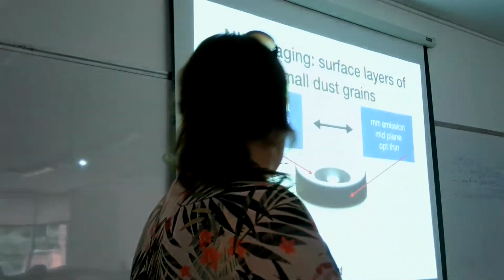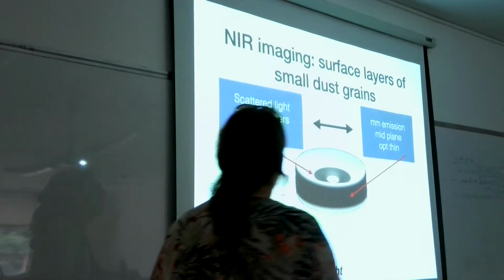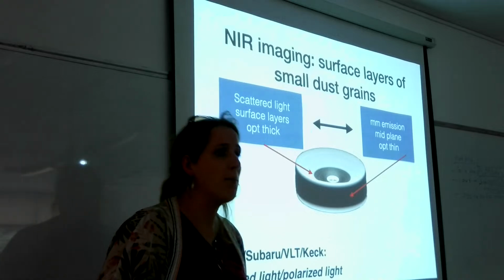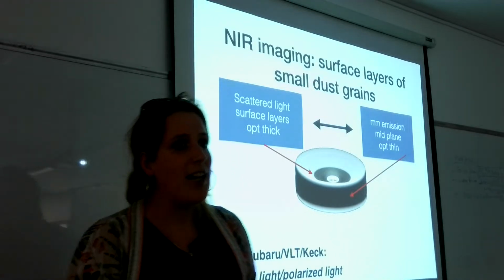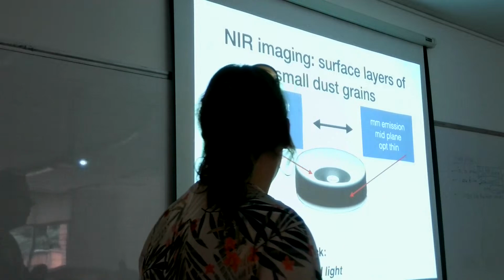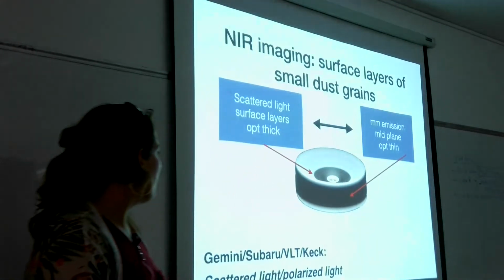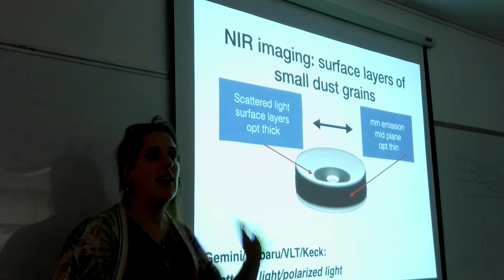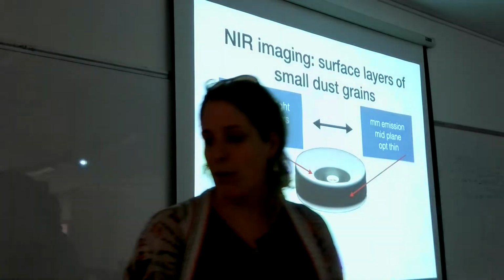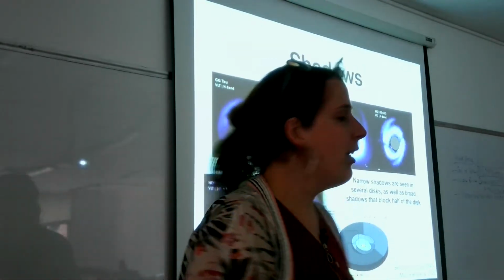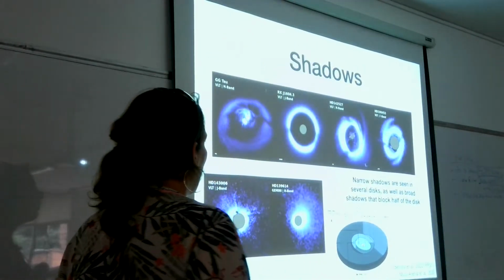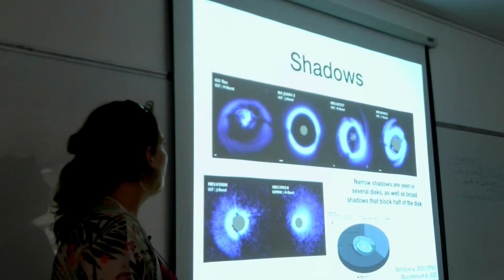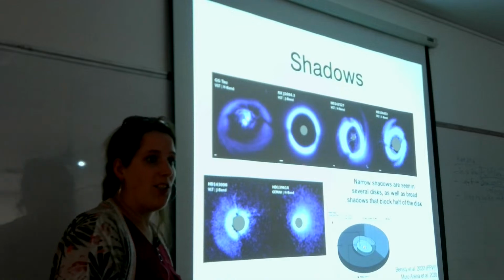Remember that in this kind of imaging, this is scattered light imaging, we are looking at surface layers of small dust grains, we're not looking at the millimeters. So this is why these shadows are more easily visible. And for that scattered light imaging, there's numerous telescopes, Gemini, Subaru, VLT, and Keck, that can all do this type of imaging. So if you go to the review paper, you see a large overview of these scattered light images. And so one of the features are these shadows.